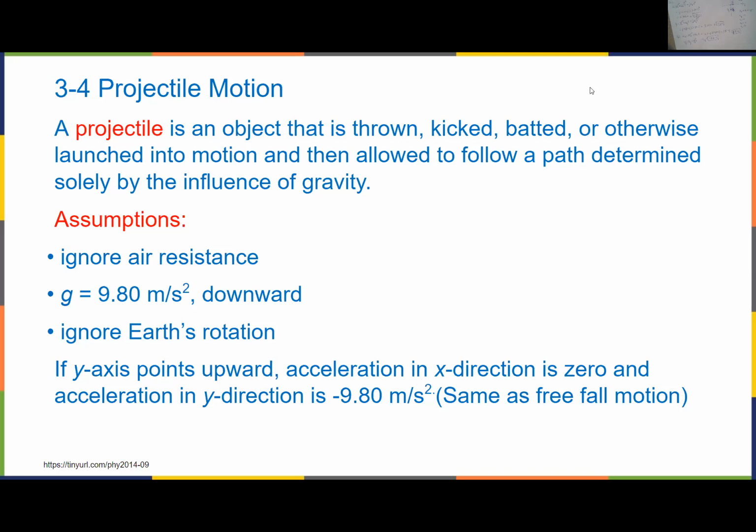All right, so with those assumptions, if the object is being thrown, kicked, batted, or otherwise launched into motion, then the only determining factor for its path is gravity. Okay, so any object having this type of motion is called projectile motion. Okay, so it has acceleration in the x direction of 0. It has acceleration in the y direction of 9.80 meters per second squared downward. Okay, if you pick upward to be the positive y direction, then acceleration is negative 9.8 meters per second squared.